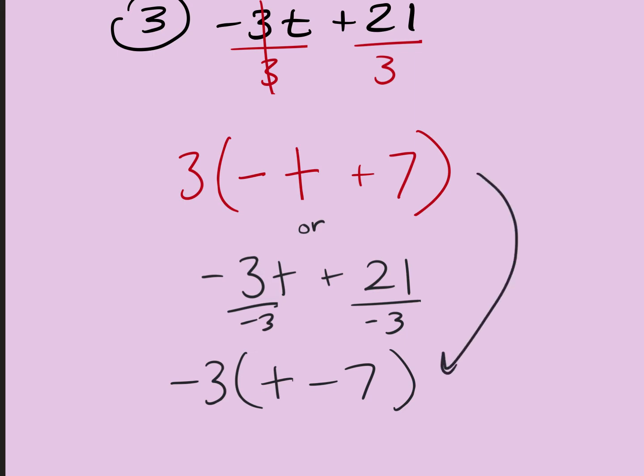So these are the same thing. They just look a little bit different, so it just depends on what you take out. You could take out a positive 3 or a negative 3.